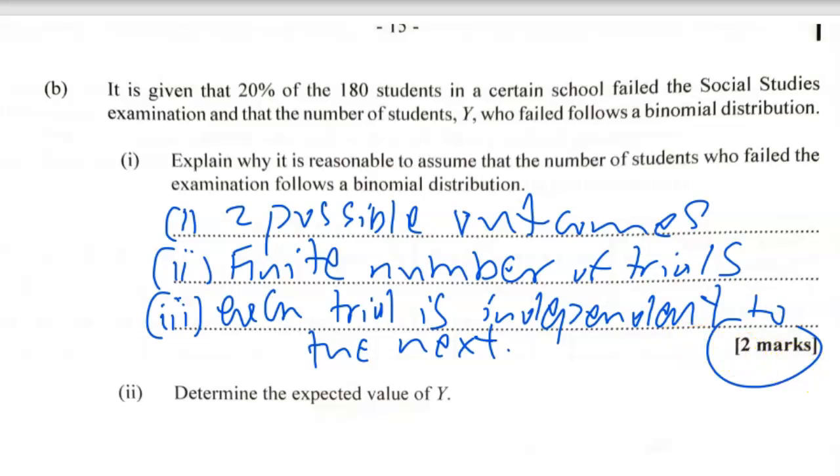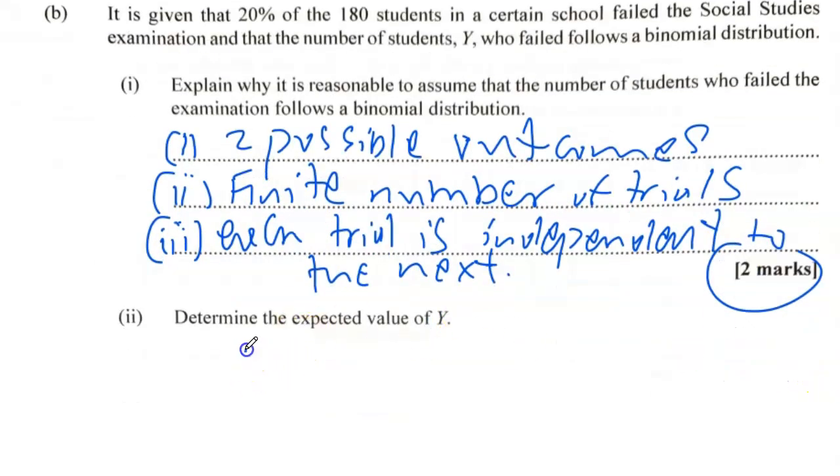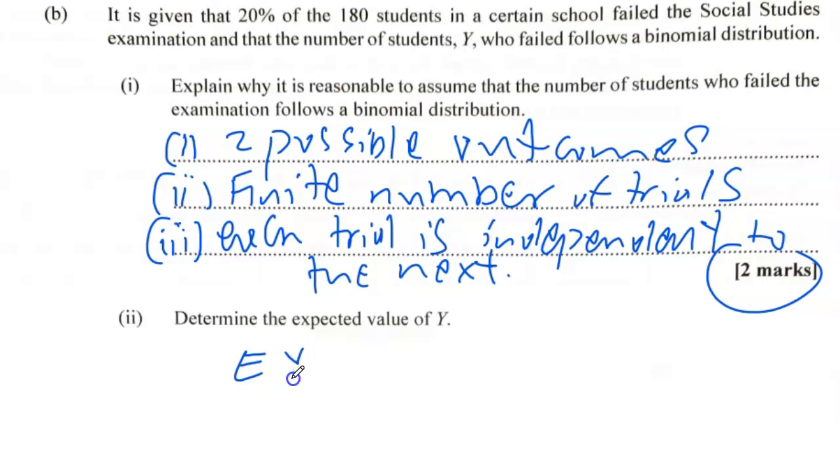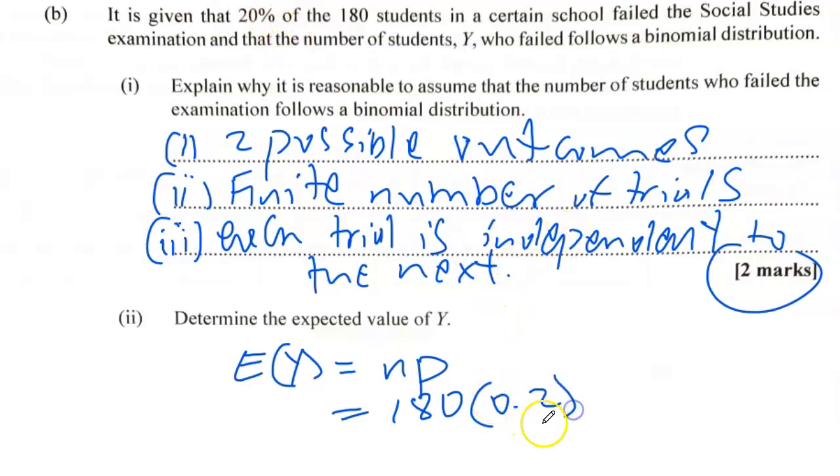Determine the expected value of Y. So for the binomial, the expected value of Y, or whatever the variable is, is np. N is the number of students, 180 students, and the probability of failure is 0.2. So 180 times 0.2, that's 36.